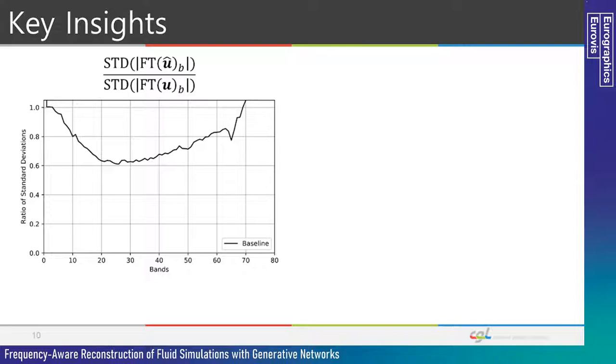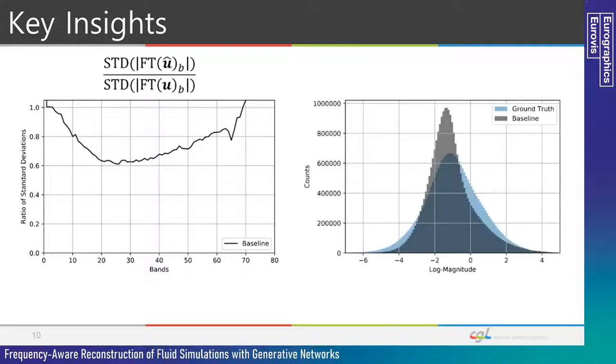One interpretation of this is that to achieve a low error on multiple different samples, the network strives for values that are universally appropriate and therefore are more or less the mean. This is also visible in the histogram plot on the right that shows the log magnitude of the velocity fields. Again, the baseline is more focused on the mean than actually approximating the ground truth data distribution.